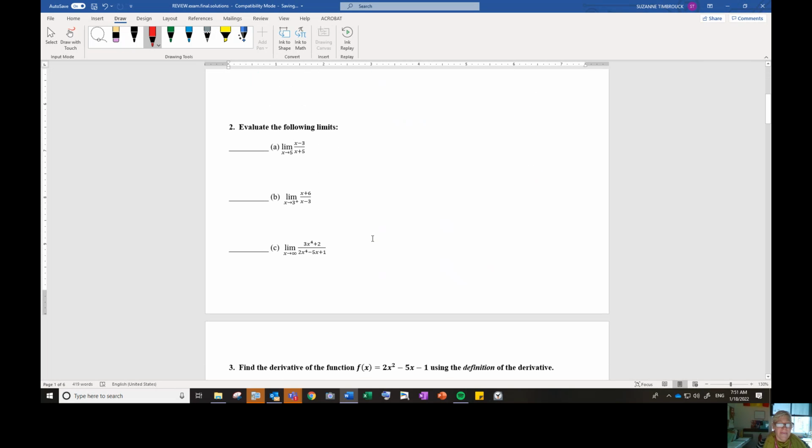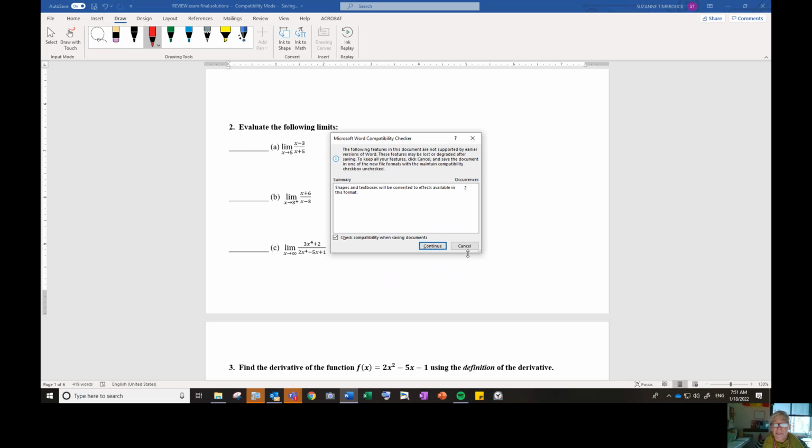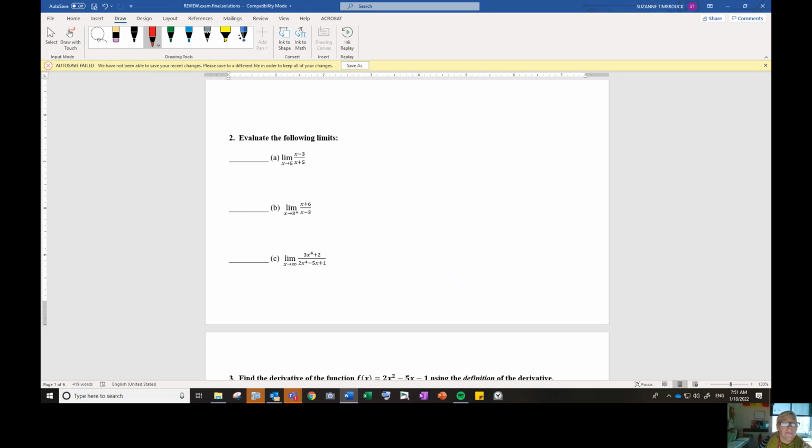Okay, algebraically evaluating limits. First thing we always try to do is plug in the x value. So we're going to try to plug in x equals 5. That means we would have 5 minus 3 over 5 plus 5. No problem there. I can plug a 5 in. That leaves me a denominator of 10, a numerator of 2, which is 2/10, or 1/5.